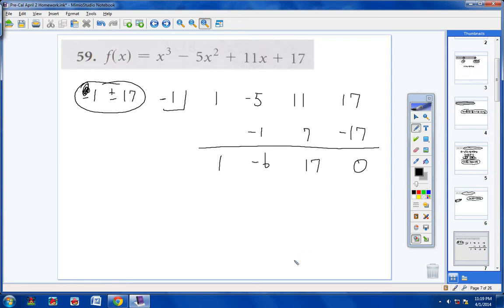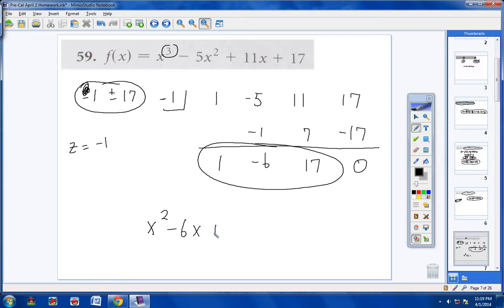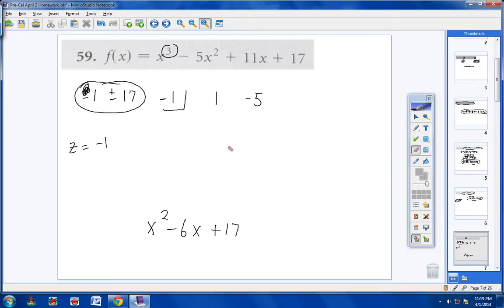Look at that. Okay, so now we know -1 is one of your zeros, so we're going to write zeros equal -1. Now we started off with an x cubed, so these leftover numbers here are going to be a quadratic, so 1x squared minus 6x plus 17. Now you cannot factor that. Go ahead and try. You'll see you cannot factor it. There are no two numbers multiplied together that give you 17 when added together give you -6.